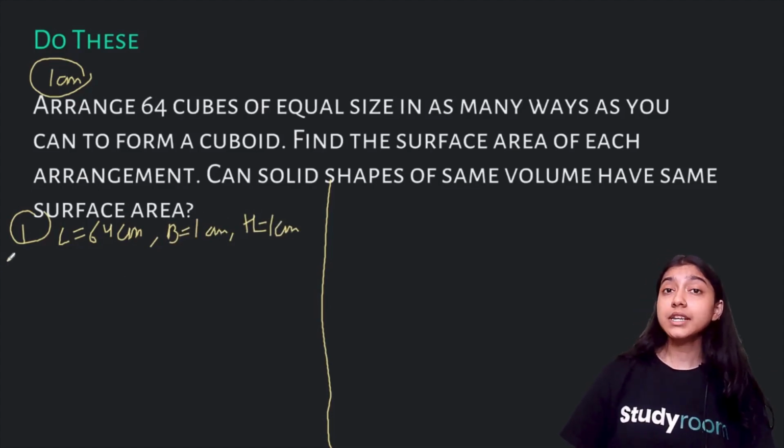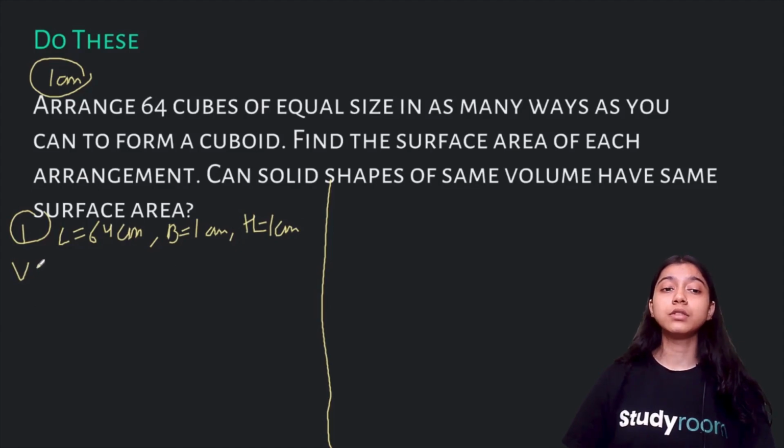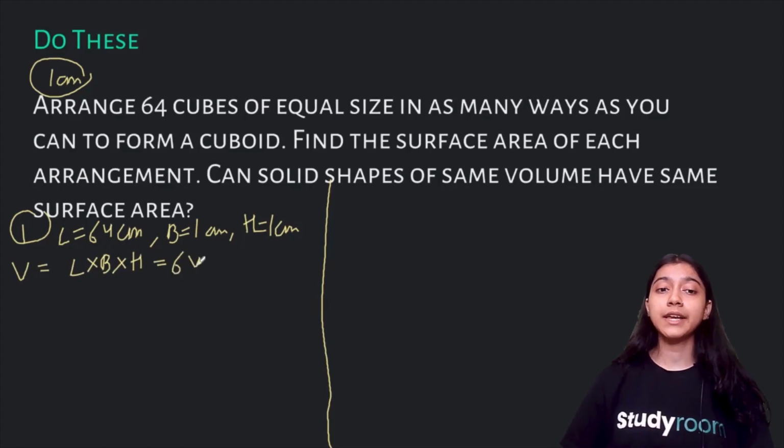Now, let us calculate the volume of this cuboid. The volume of this cuboid is length multiplied with breadth multiplied with height. So it's 64 multiplied with 1 multiplied with 1, which ultimately gives us 64, and the unit will be centimeter cube.